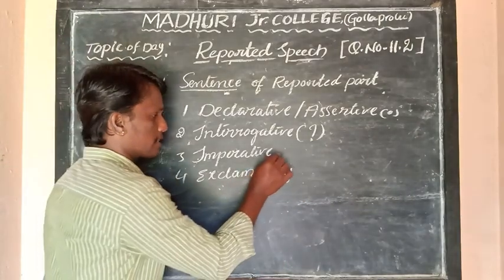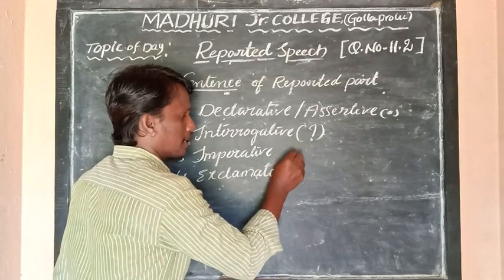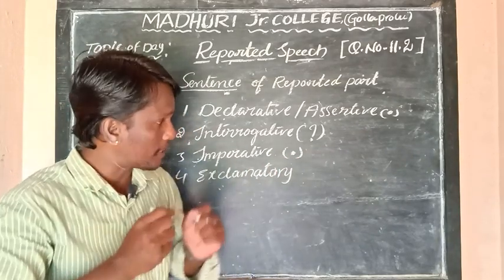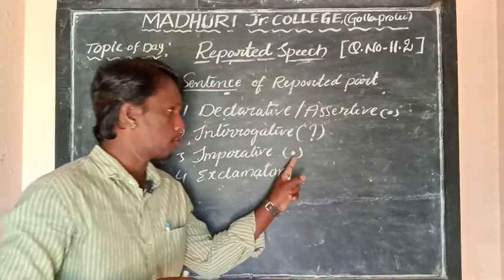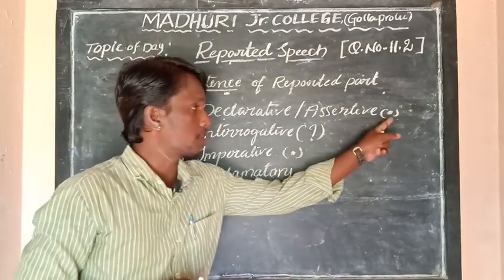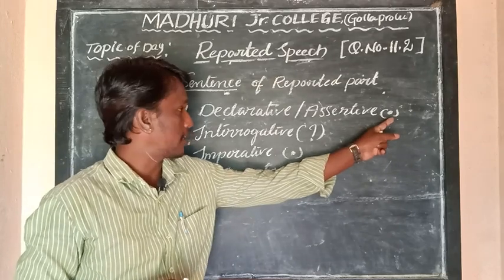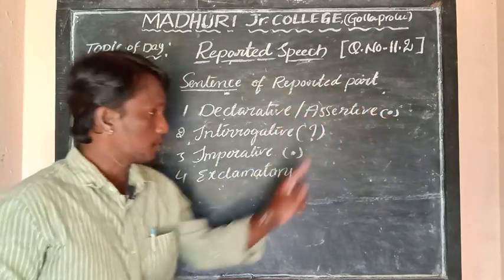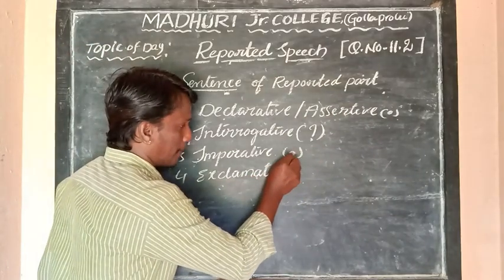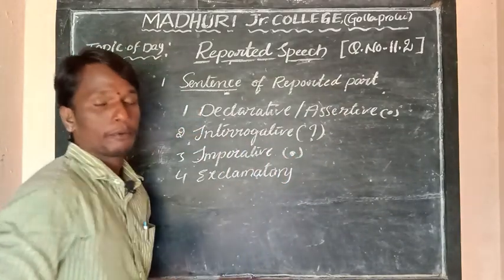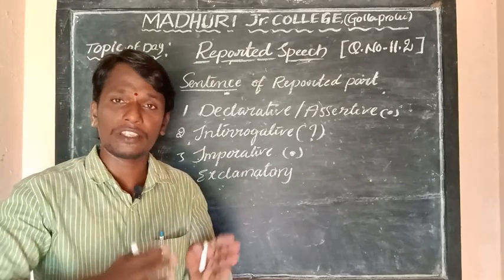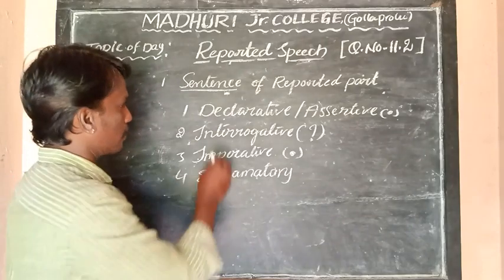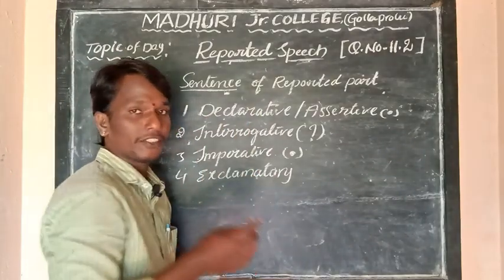And another sentence is the imperative sentence. This sentence also ends with a full stop. Now how do you differentiate between the assertive and imperative, because both sentences end with a full stop? Look at the first sentence, declarative, which ends with a full stop. And similarly the imperative sentence also ends with a full stop. Then how do you differentiate between the declarative and imperative sentence? There is a clue. A declarative sentence starts with the subject.